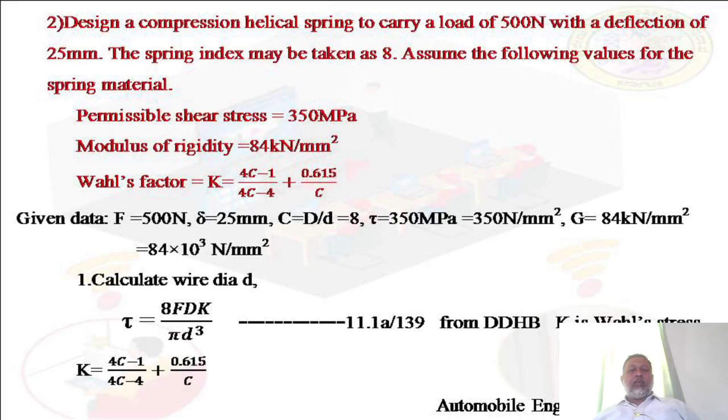That completes our first problem. Coming to the second problem: design a compression helical spring to carry a load of 500 Newton with a deflection of 25 mm. The spring index may be taken as 8. Assume the following values for the spring material: permissible shear stress 350 megapascal, modulus of rigidity 84 kilonewton per mm square, and Wahl's factor K is equal to (4C minus 1) by (4C minus 4) plus 0.615 by C. So write down the data and just substitute the values to have the dimensions of the spring.